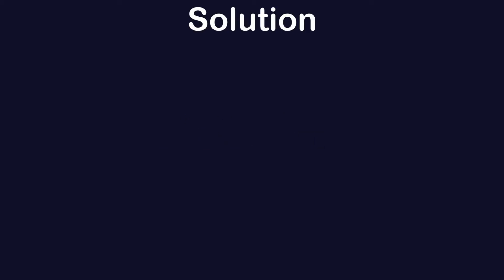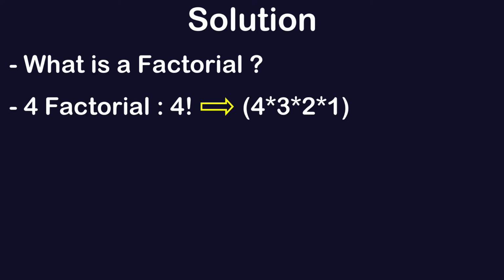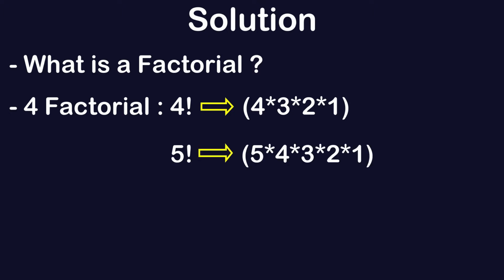Alright, so to solve this problem, first we will understand what is a factorial of a number. When you say 4 factorial, which is written like this, is basically you multiply the number with its previous number. So here what actually happens is 4 into 3 into 2 into 1. Something like this process gets executed.